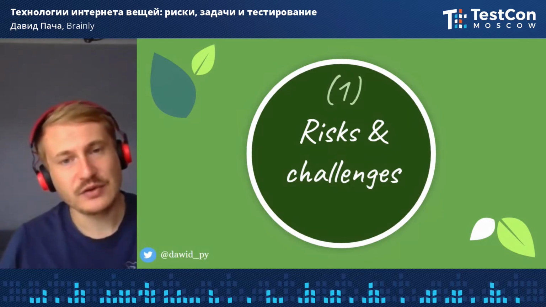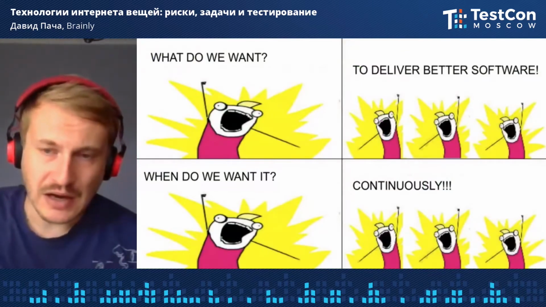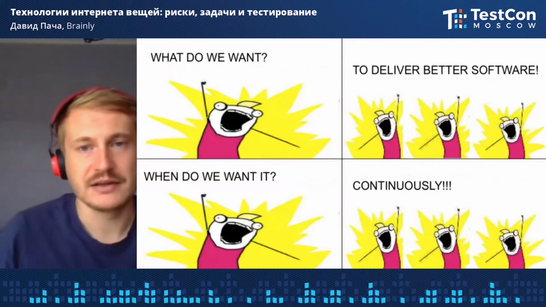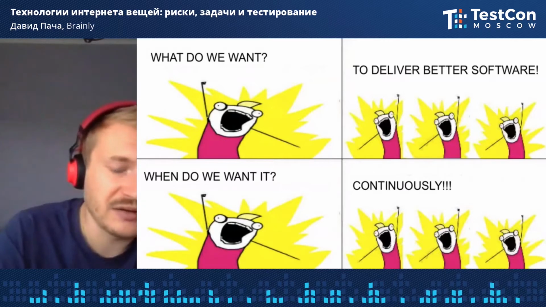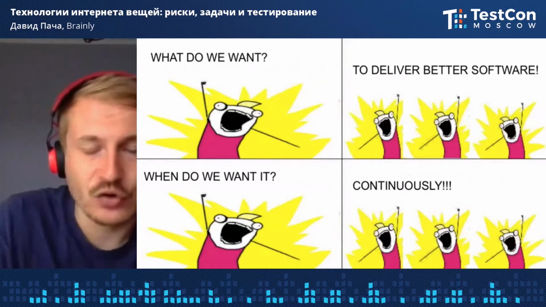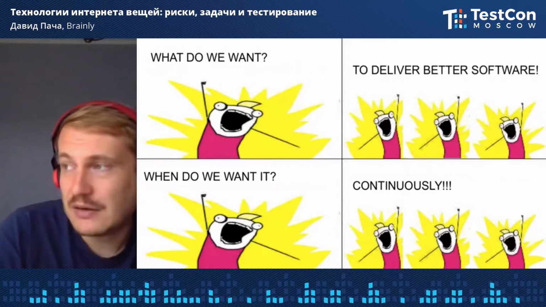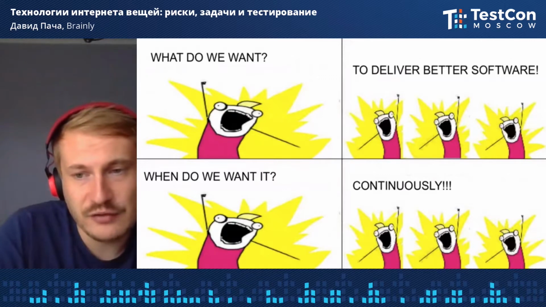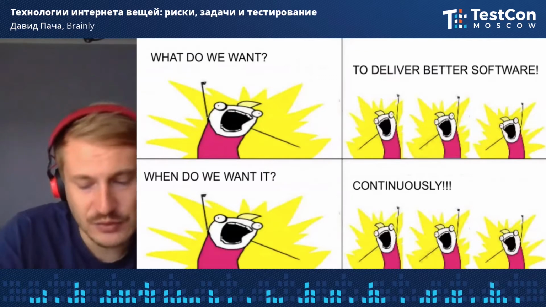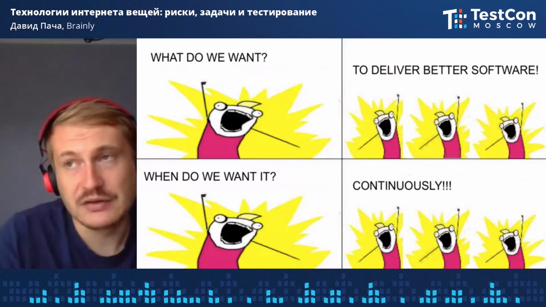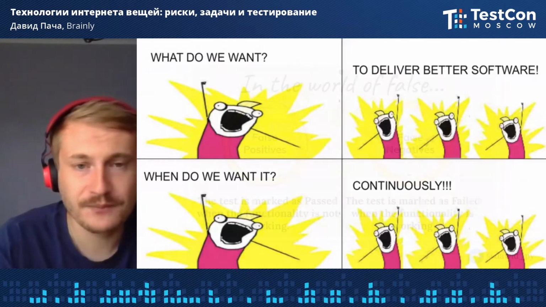Okay, so let's start with risks and challenges. At first, I think that's what we know very well currently. Everyone wants to have agile or make agile. Everyone wants to introduce a DevOps approach, and that means we want to deliver everything continuously, more frequently, quicker, and so on. And that's a great approach, that we want to decrease the time needed for deployment and so on.